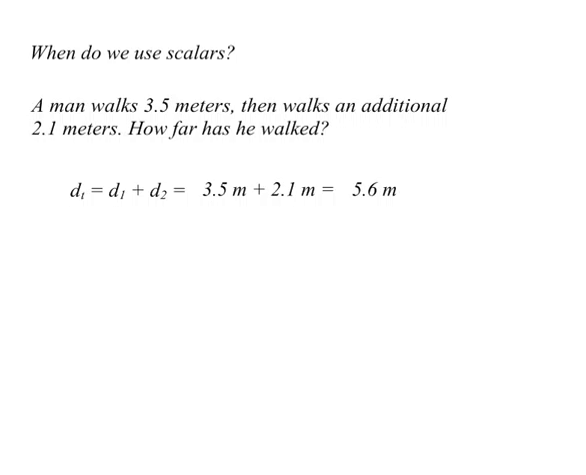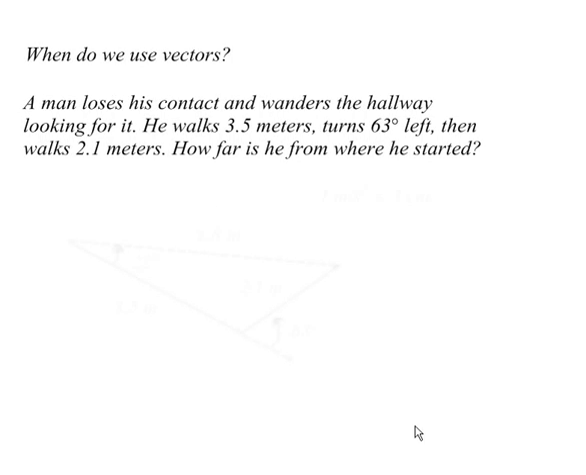Now that's useful if we're trying to see something about his walking, but that's not as useful if we're actually trying to find him. If we don't know which direction he walked each of these 3.5 meters and then 2.1 meters, we don't really know where he is. Let me give you an example. Let's say it's the same man, but what he actually did was he lost his contact on the ground, so he's wandering the hallway looking for it. If he walks 3.5 meters and then turns 63 degrees left, then walks the next 2.1 meters, how far is he from where he started?